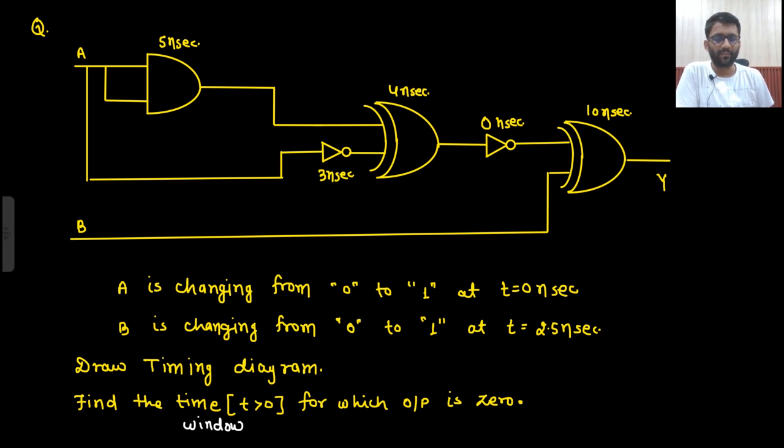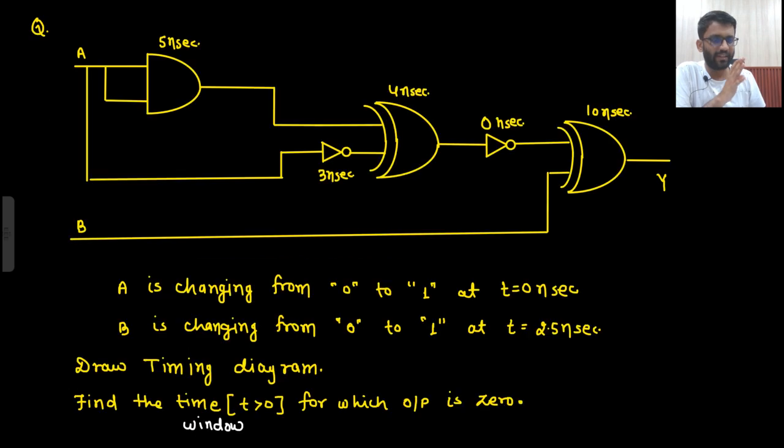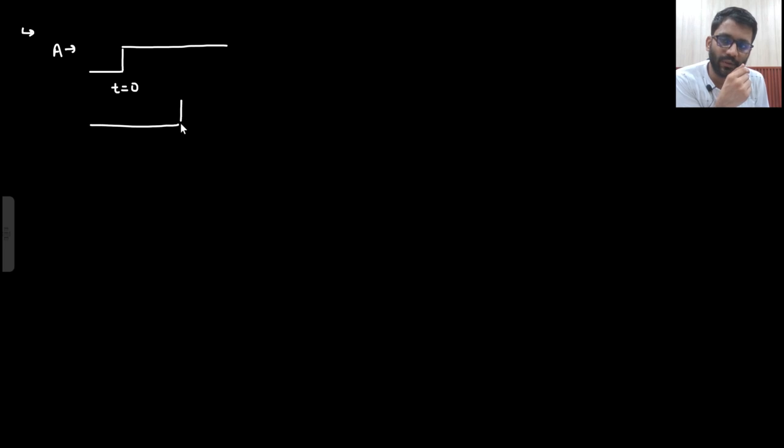So here I will show how I will be solving in the examination, because in the examination you are not going to draw the diagrams like this. So in the examination, how I will be solving. So A is changing from 0 to 1. First I will draw the waveform of A. Roughly only I will draw. A is changing from 0 to 1 at t equals to 0. And B is changing from 0 to 1 at t equals to 2.5 nanosecond. So this is how I will be solving in the examination.